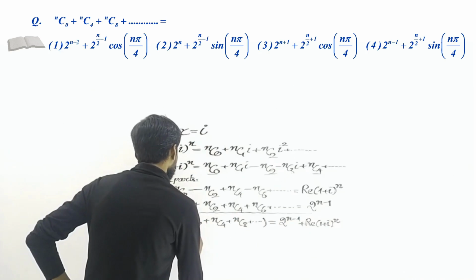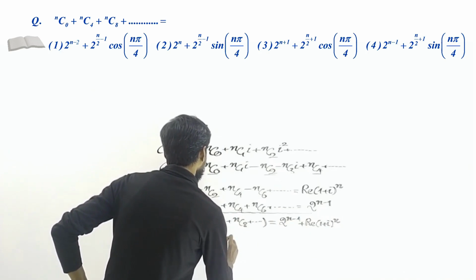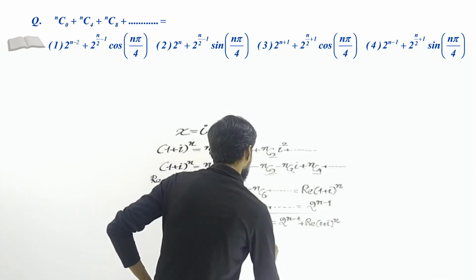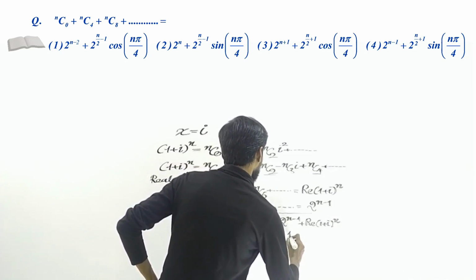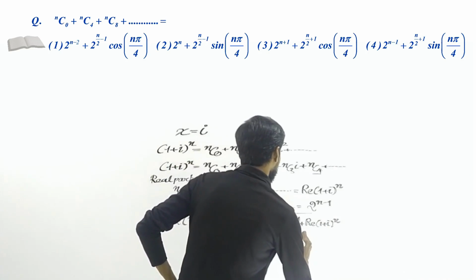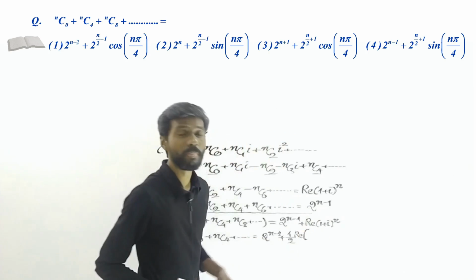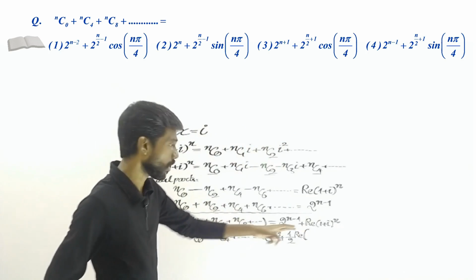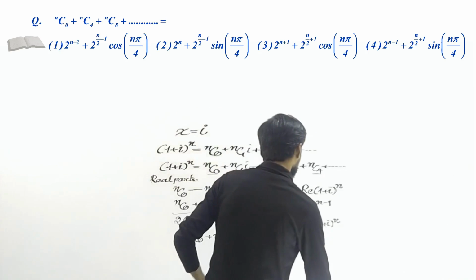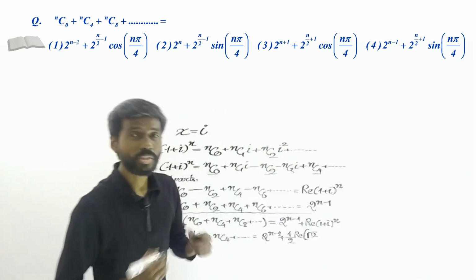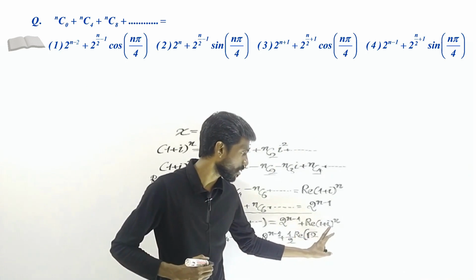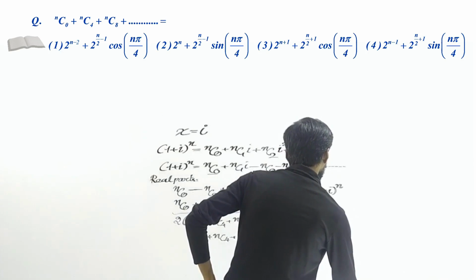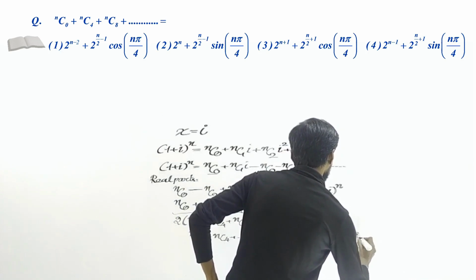So NC0 plus NC4, etc., equals, dividing by 2, 2 to the power n minus 1 plus 1 by 2 times the real part of this. So 1 plus i should be written in polar form. What is polar form? r (cos theta plus i sin theta). r is the modulus of the complex number, which is root 2. Theta is the argument, where tan theta is 1 by 1, so tan theta is 1. That means root 2 (cos pi by 4 plus i sin pi by 4).